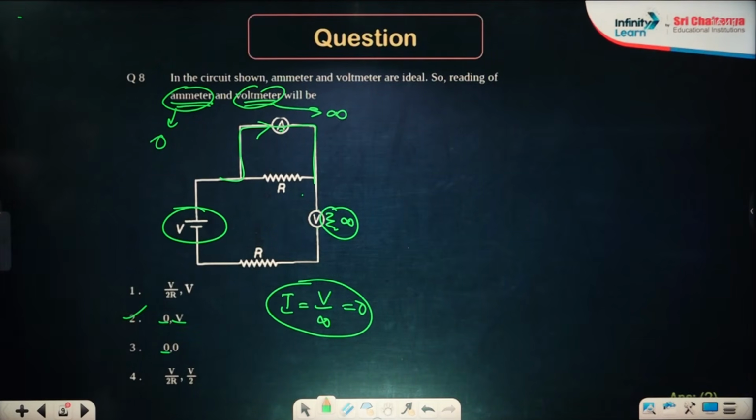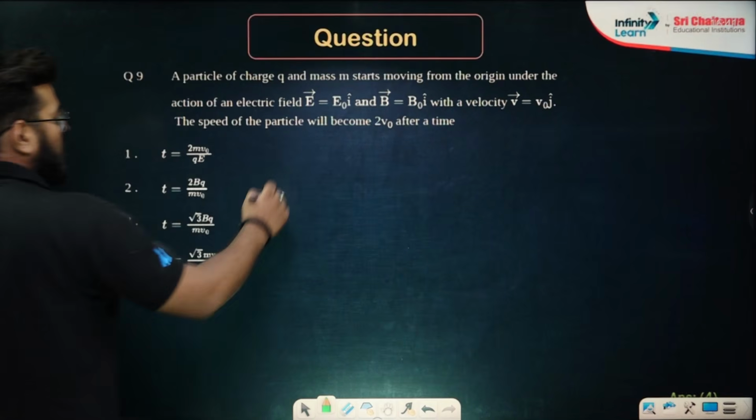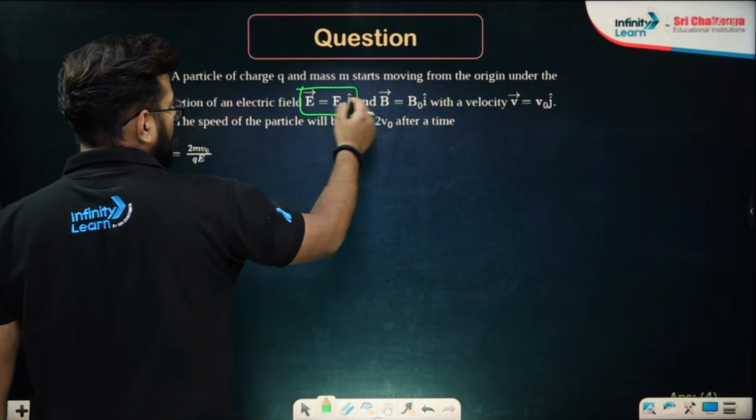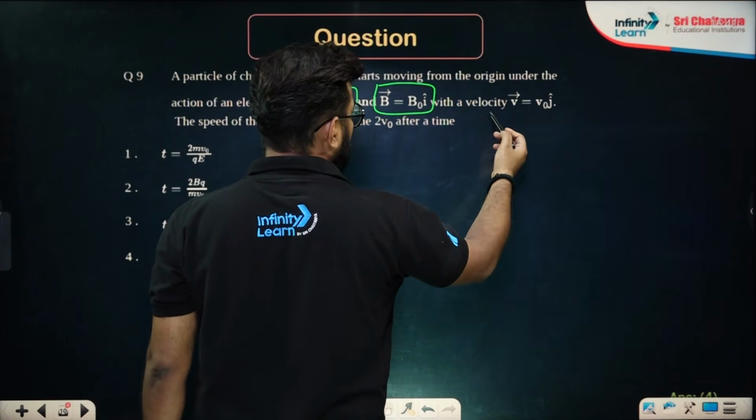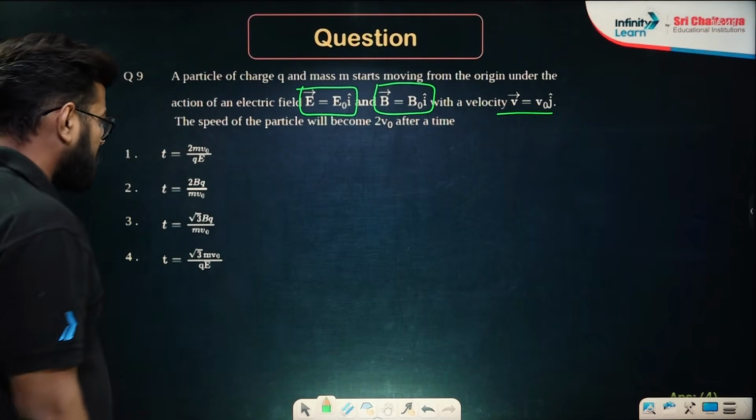So option number 2 will be the correct answer. It's a nice problem. A particle of charge q and mass m starts moving from the origin under the action of an electrostatic field E equals E naught i cap and B equals B naught i cap, with a velocity this much. The speed of the particle will become 2 V naught after that.